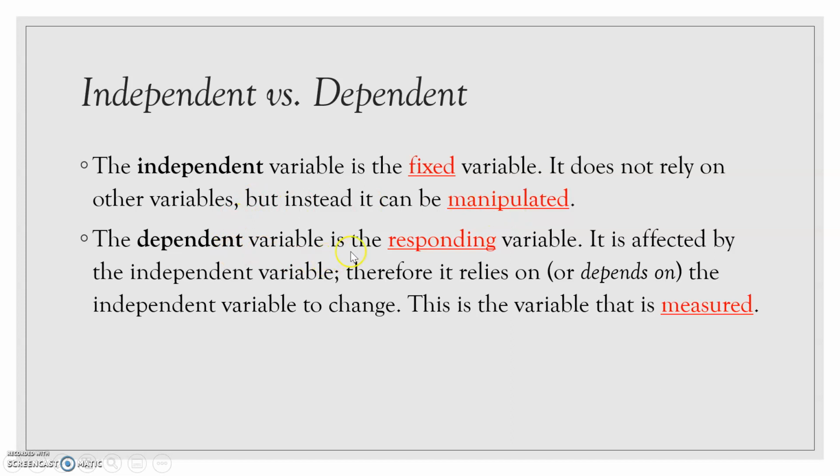The dependent variable is the responding variable. It is affected by the independent variable. Therefore, it relies on or depends on the independent variable to change. This is the variable that is measured. So this variable does not change unless something about the independent variable changes.